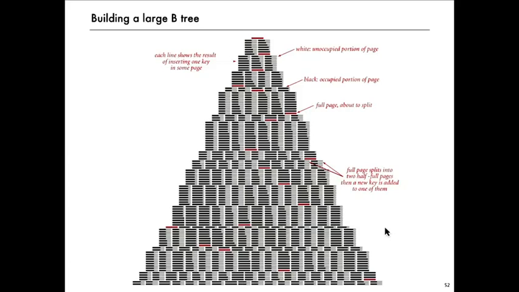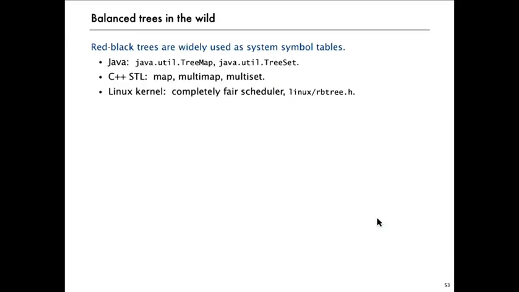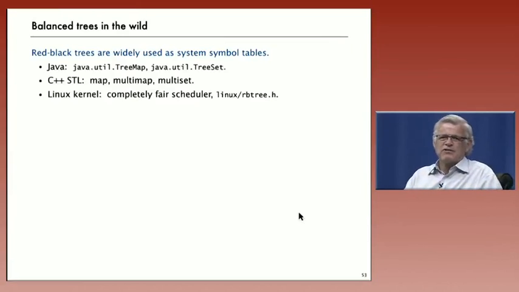And you can see the amount of black. It's kind of half empty. It's a little more than half empty usually, analysis shows. And people have variants of these algorithms that keep it much more than half full if that kind of space is a consideration. So as I've mentioned, red-black trees and B trees are widely used as system symbol tables.